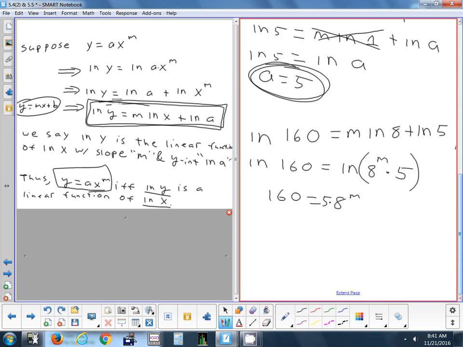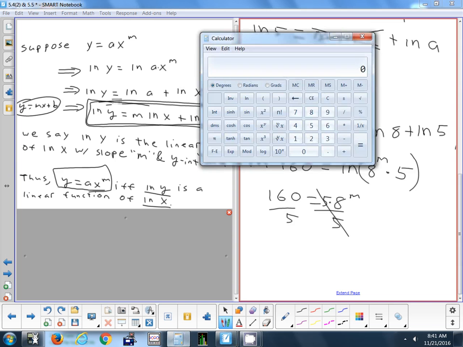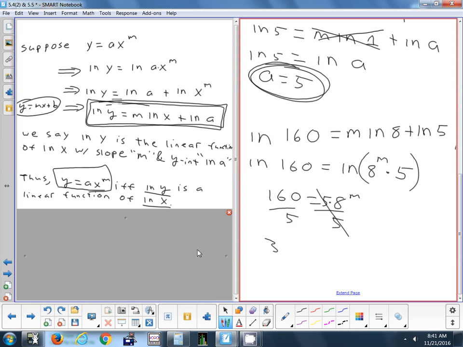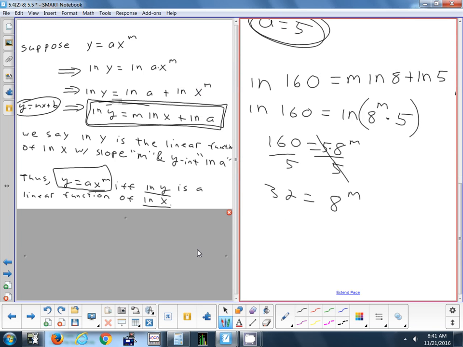Solve for m. All right, so what can I do with the 5? Yep, divide by it. Okay, that's like dividing by our initial population. And 160 divided by 5, I think it's 32. Yep, so 32 equals 8 to the m.